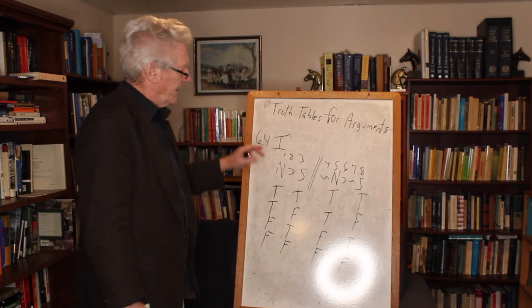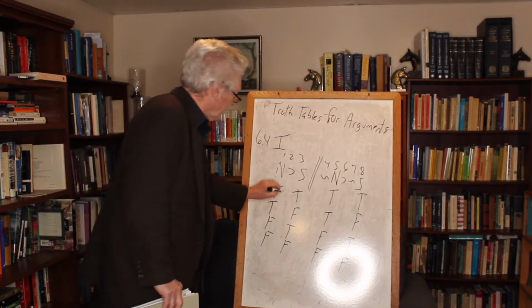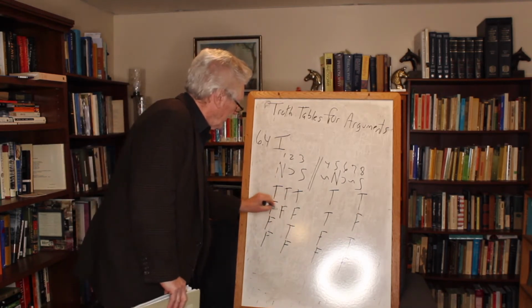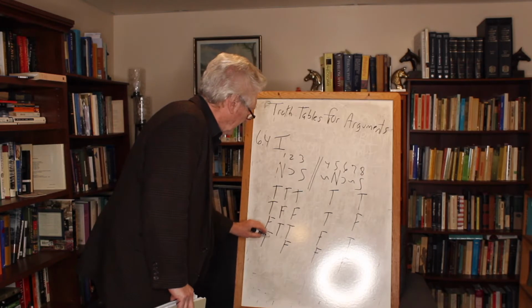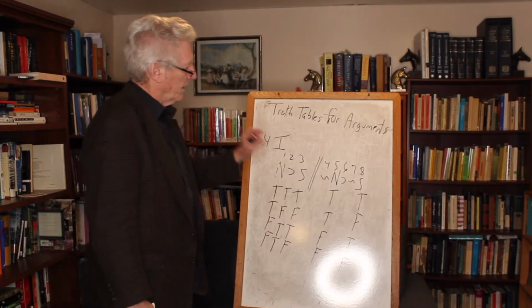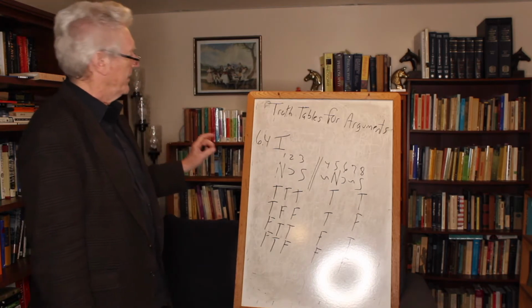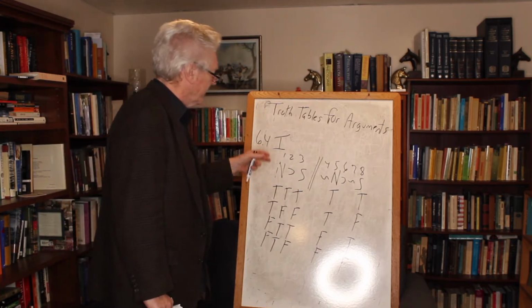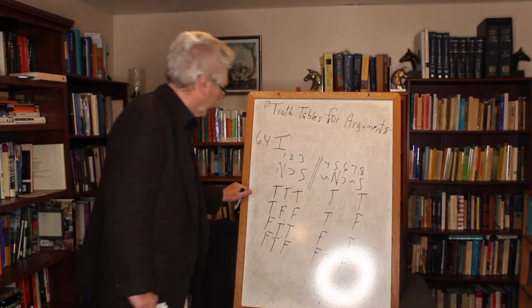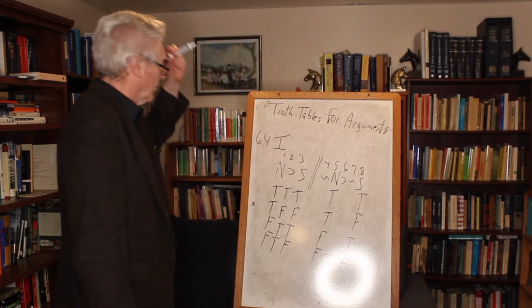So if N implies S, T implies T is T, T implies F is F, F implies T is T. Look at your truth functions. F implies F is T. When is T implies F false? When the antecedent part, or in this case N, is true, and the consequent part is false. Then and only then, and that's why we only got F on that second row.